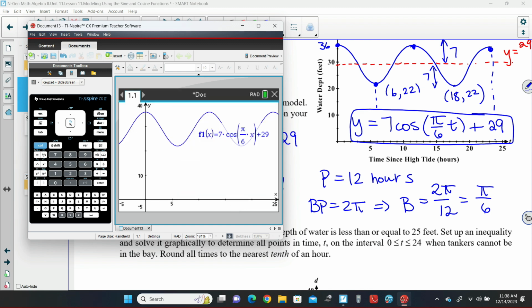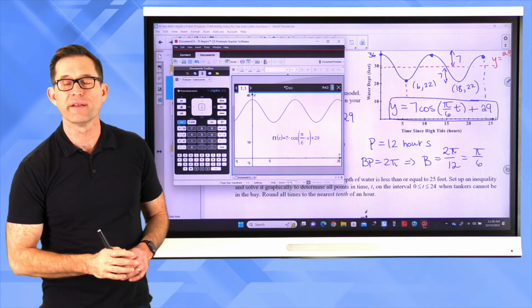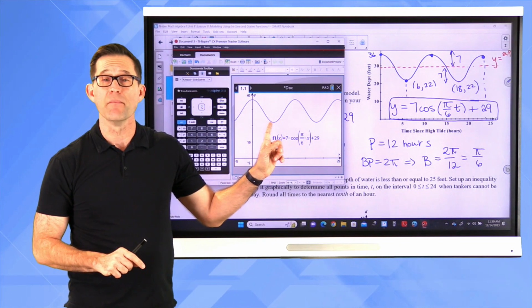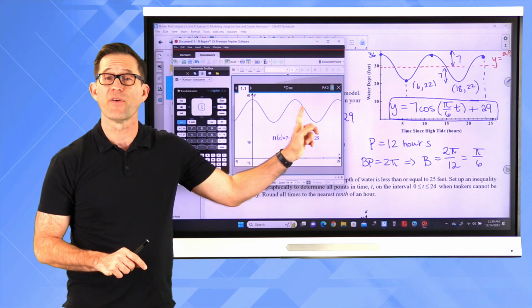And there we have it, right? So I can now nicely see that it more or less looks correct. If I really wanted to nail down and see that it really is what I want, I could use my minimum and my maximum commands to find that.